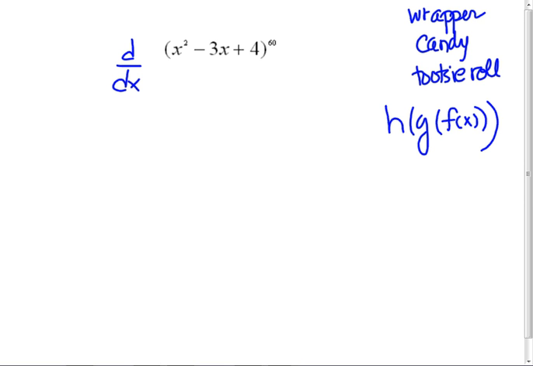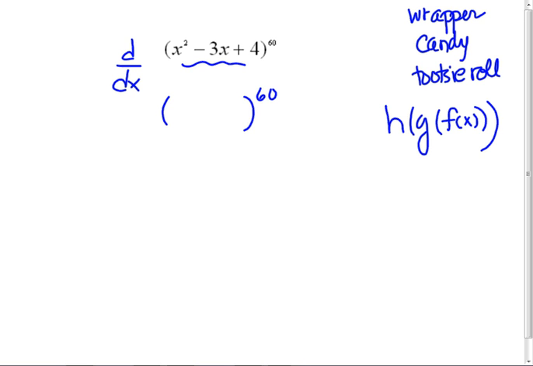When you take the wrapper off, does the candy change? No. When you eat the candy, does the Tootsie Roll part change? No. So here's how you do it. You first take the derivative of the outer function. This is taking the wrapper off. I have this happening. I see what? 60th power. What about inside? You see a quadratic, right?